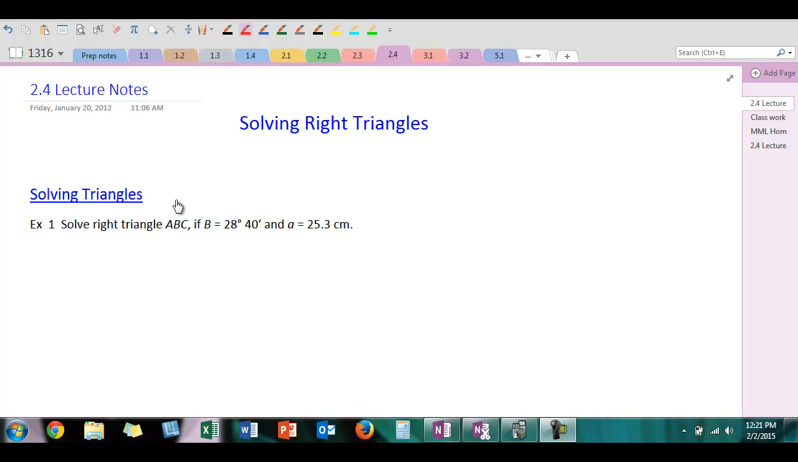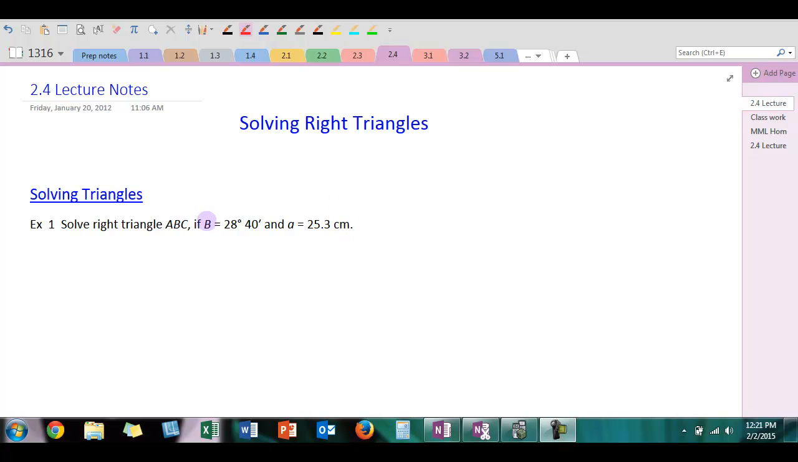So in this video, we're going to take what we know from all of the previous sections where we find angle measurements and we find sides, and we're going to apply that to finding missing pieces on a triangle. So in this example, we want to solve the right triangle ABC if I'm given angle B to be 28 degrees 40 minutes and side A 25.3 centimeters.